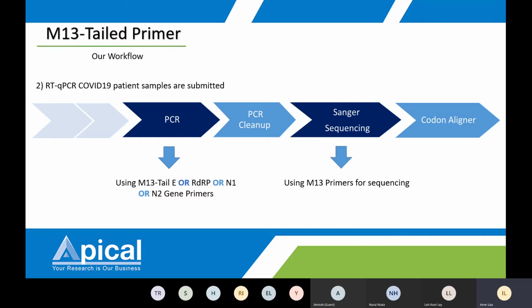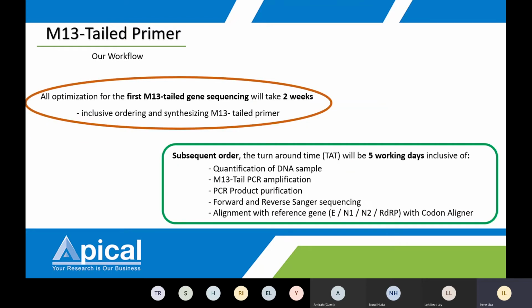And there are a few things that we also will submit. One of them is the codon aligner, where we will tabulate the trace view, the mutation, and also the raw sequencing data, which will also be sent to you.